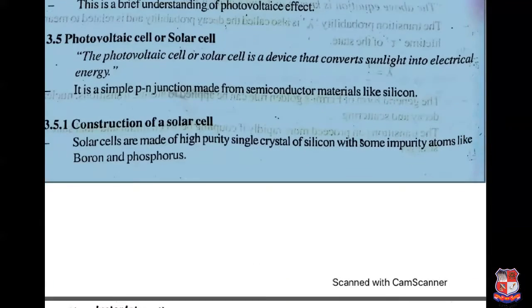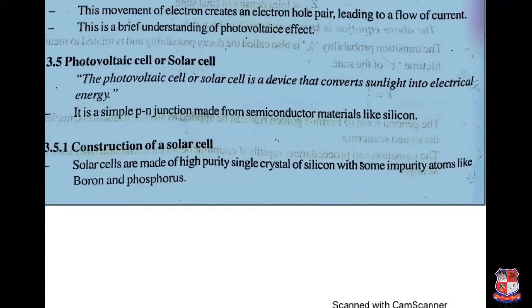Now we will discuss the photovoltaic cell or solar cell. The photovoltaic cell or solar cell is a device that converts sunlight into electrical energy. It is a simple p-n junction made from semiconductor materials like silicon. Now we will show the construction of the solar cell. Solar cells are made of a high purity single crystal of silicon with some impurity atoms like boron and phosphorus.